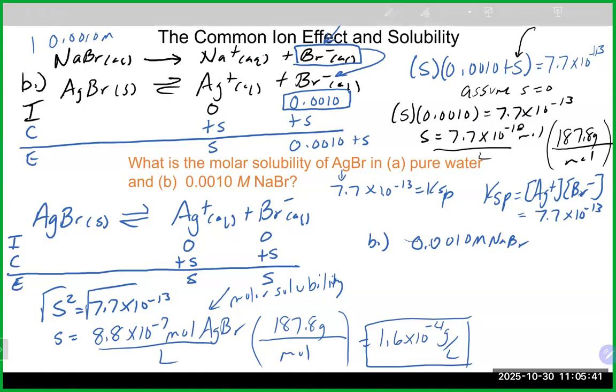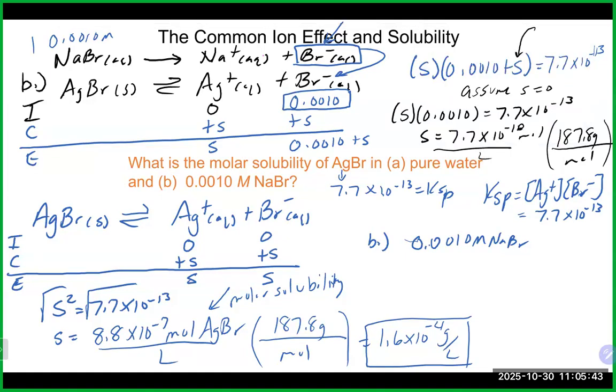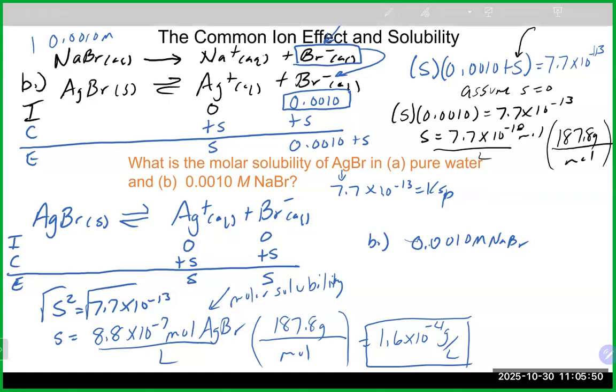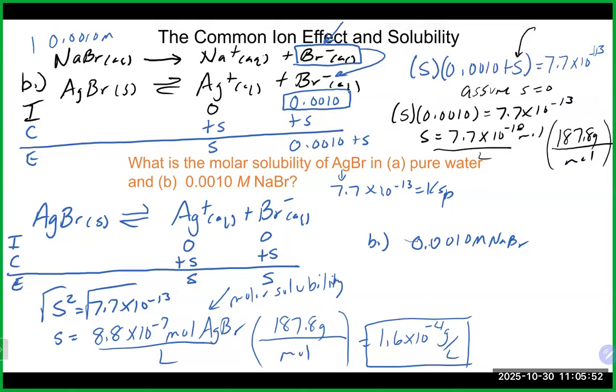Actually, I'll get rid of that there so you can see it. That will get us here. Looks like 1.5 times 10 to the minus 7, if I counted all the zeros right there, grams per liter. And again, that is our grams per liter. This is obviously our molar solubility here as well.